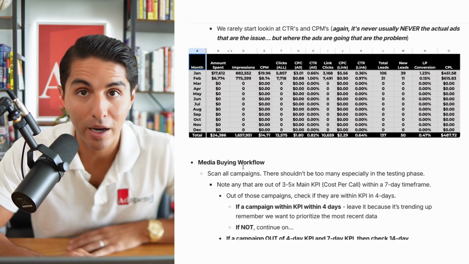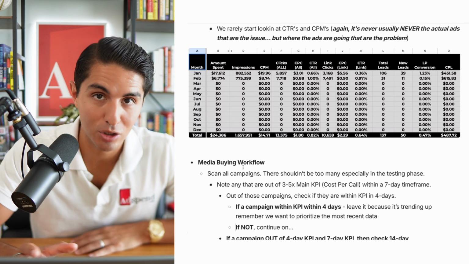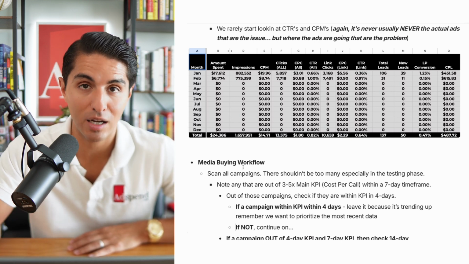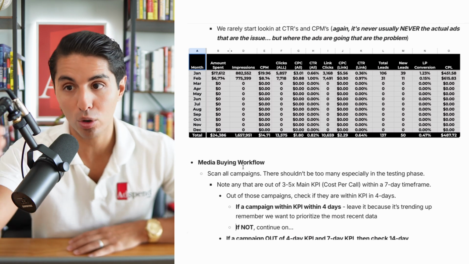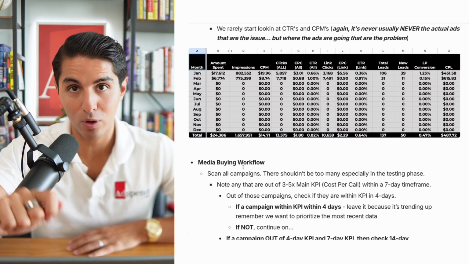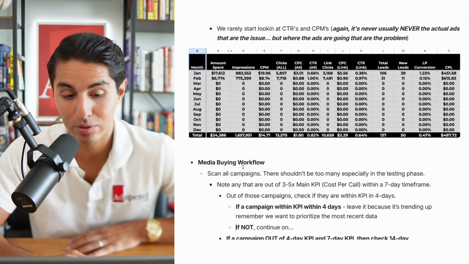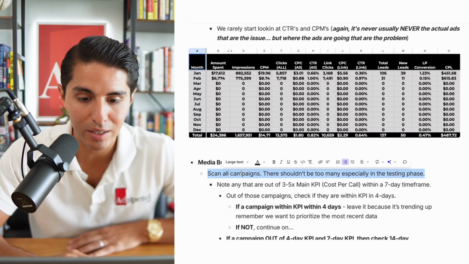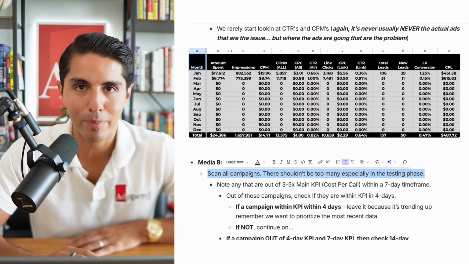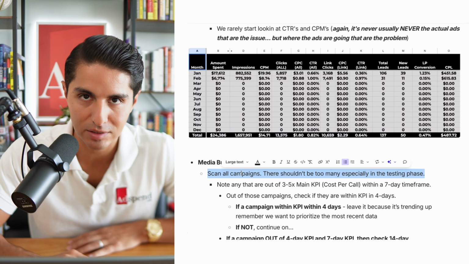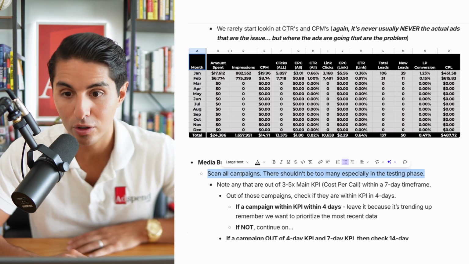So now let's talk about the media buying workflow. Once you've analyzed the data, you read it from right to left, you've seen what actually is working versus what's not, and you've adjusted in order of optimization first before actually adjusting inside the accounts, here's what you do when you're actually media buying. Here's the secret sauce: you want to scan your campaigns. And again, there shouldn't be many campaigns, especially when you're in the testing phase, a couple, like 3 or 4 or 5 campaigns max that you're testing, a couple hundred dollars a day, obviously, 300, 400, 500.